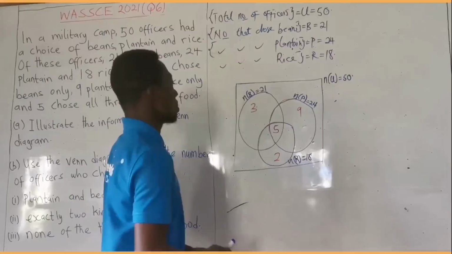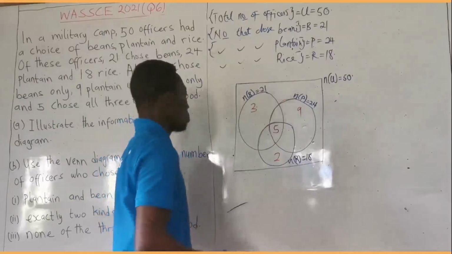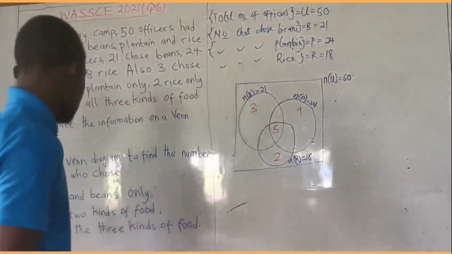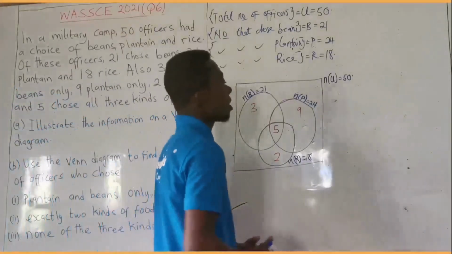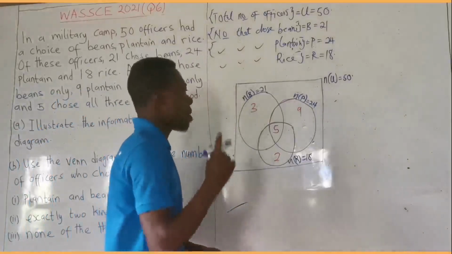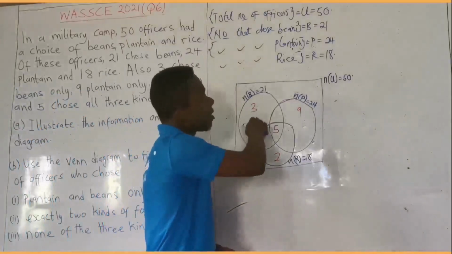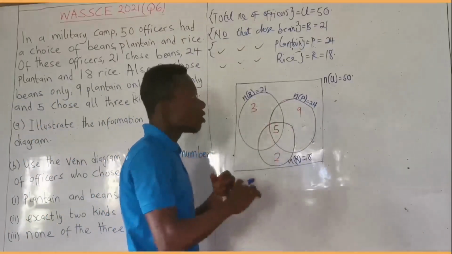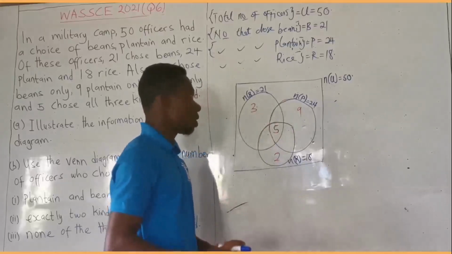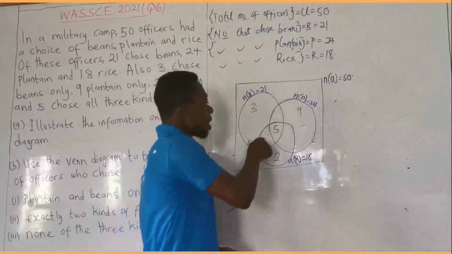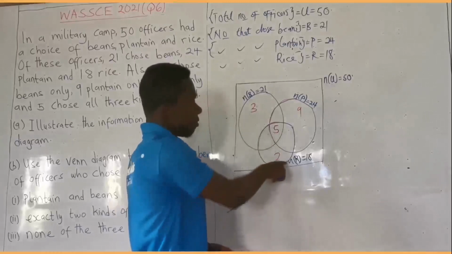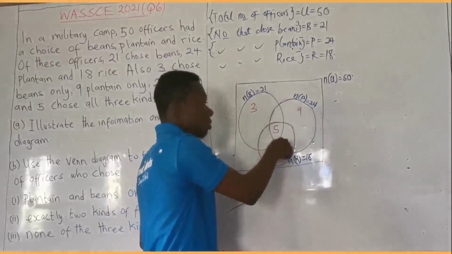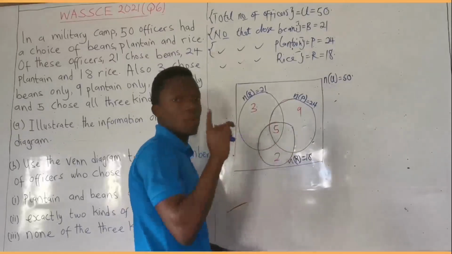So after making the illustration, we have to find the plantain and beans only, exactly 2 kinds of the food, and none of the 3 kinds of food. But remember, we have only for beans, only for plantain, only for rice. We also have all those officers that choose all the food. But we don't know those that choose beans and rice only, beans and plantain only, and rice and plantain only. We don't know those regions.